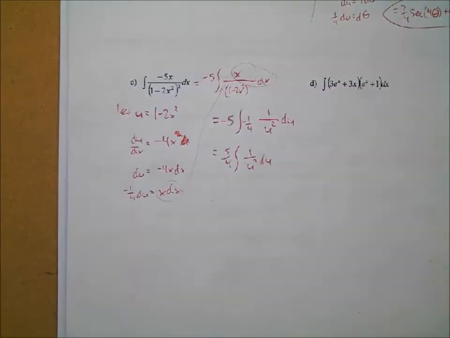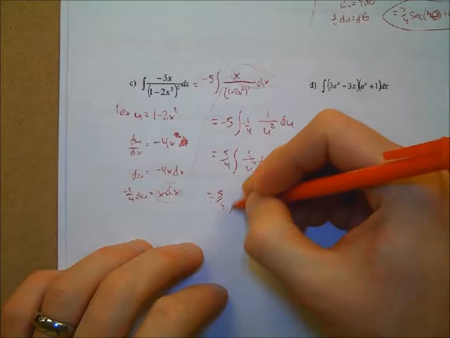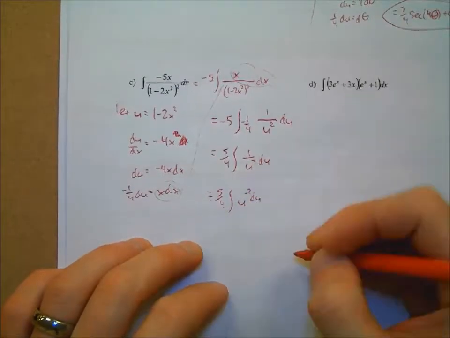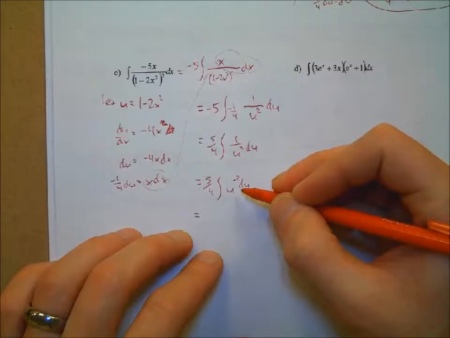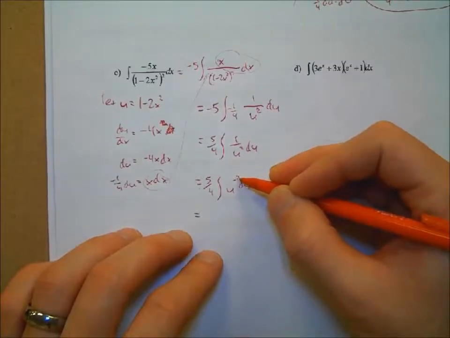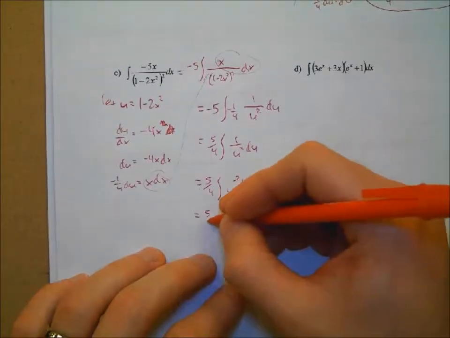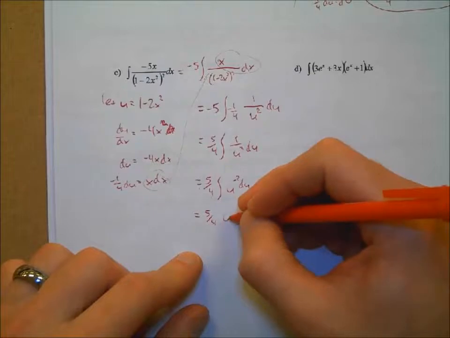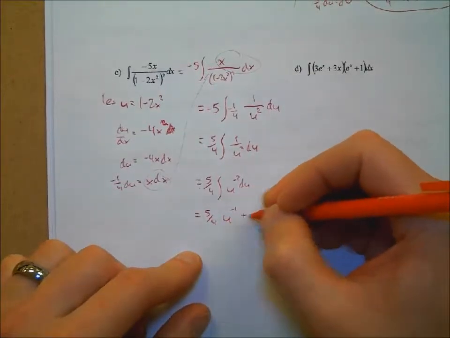And then how should we maybe rewrite this before we integrate it? Instead of 1 over u squared, what should we write? Yeah, u to the negative 2 du. Okay. Is this integral going to be natural log? No. Why not? It's a negative exponent. It's not negative 1, right? Only when we do u to the negative 1 do you get natural log, right? This is just going to be 5/4. We add 1 to our exponent here, so it's u to the negative 1, over negative 1, plus c.